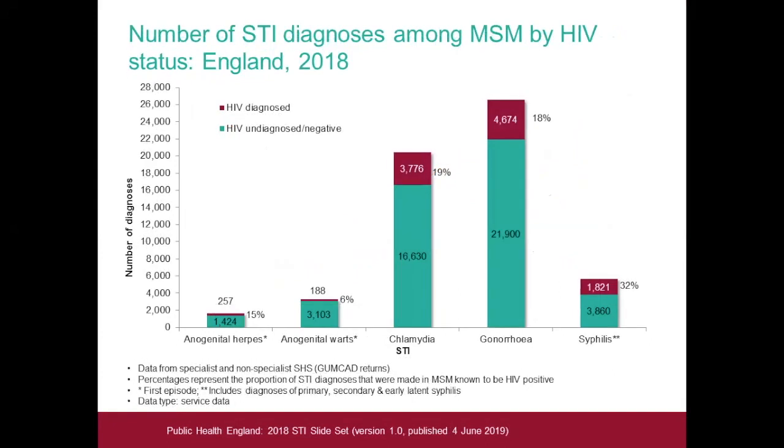And now moving on to the data for last year's diagnoses of STIs broken down by HIV status in MSM. So the total proportion of HIV positive who have been diagnosed with an STI last year was 18.6%. But we can see that for syphilis diagnoses, actually, GB-MSM who are HIV positive represent 32% of the diagnoses last year, which is much higher than for other STIs.